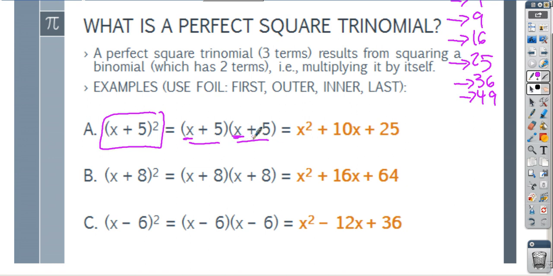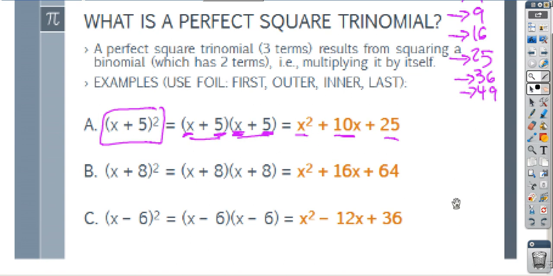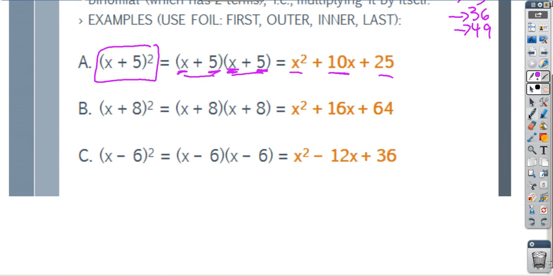So x times x gives you x squared. X times 5 is 5x. 5 times x is also 5x. You'd have 5x plus another 5x, which gives you 10x. And then 5 times 5 gives you the 25. And you can see there are 3 perfect squares that we FOILed out here. The same thing here. If you FOIL out x plus 8 squared, you get this. If you FOIL out x minus 6 squared, you get this.